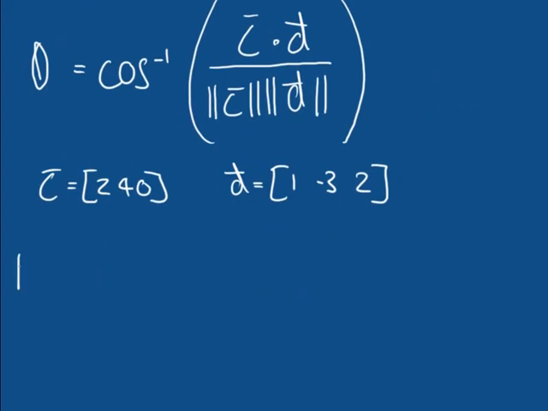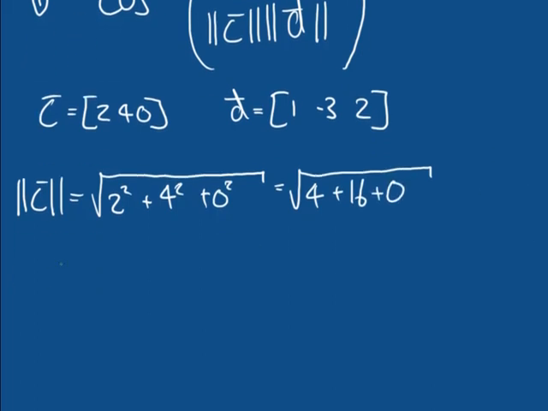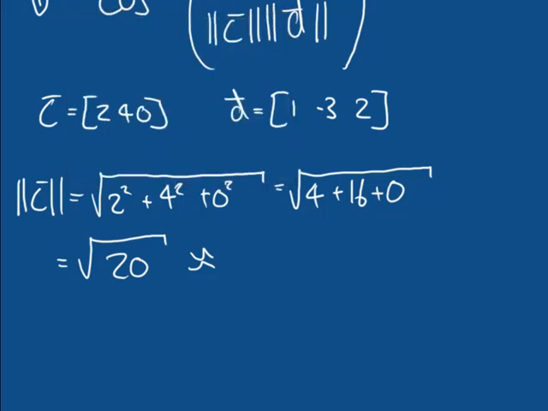So we can calculate the length of c, the magnitude of c. We know the magnitude of c is equal to the square root of x squared plus y squared plus z squared. So it's equal to the square root of 2 squared plus 4 squared plus 0 squared. That's going to be equal to the square root of 4 plus 16 plus 0, which is going to be equal to the square root of 20, which, if I use a calculator for this, is approximately equal to 4.4721.